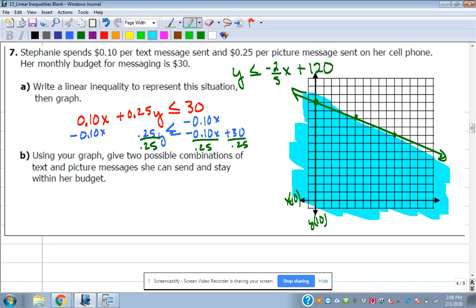All right, it says using your graph, give 2 possible combinations that would work. All we got to do is just pick 2 ordered pairs. It doesn't matter which 2. If I pick 1, 2, 3, 4, 5, 1, 2, 3, that point right there, 50 text, 30 pictures. I'll probably do that in a day, at least, probably. That's one ordered pair.